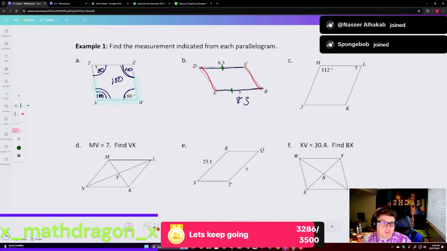Okay, now we talked about this. This is 112. This is going to be 112. Then we have a U shape. So angle M plus angle L equals 180. It's a U shape. Angle M is 112 plus angle L. So I'm going to subtract 112, and angle L is going to equal 68.